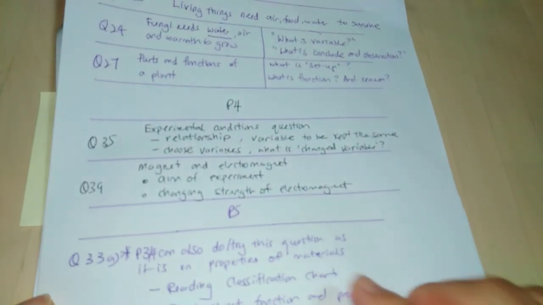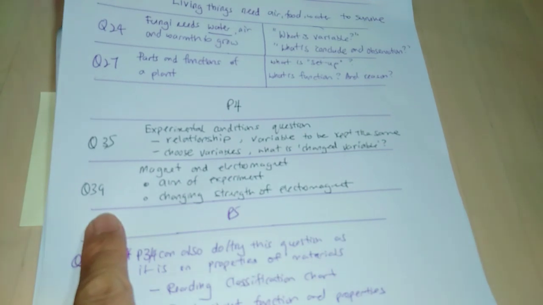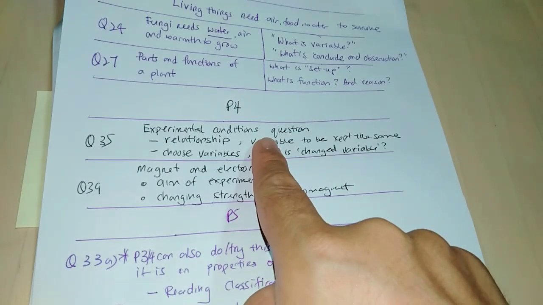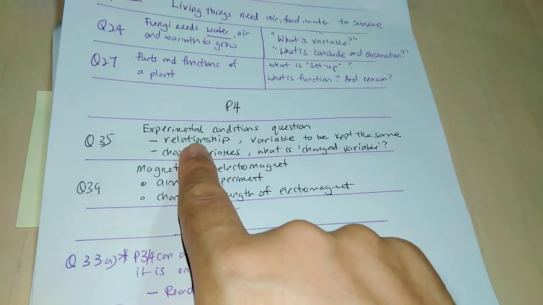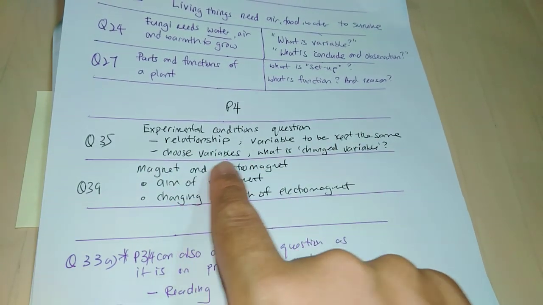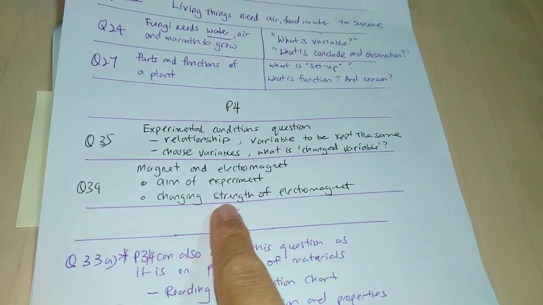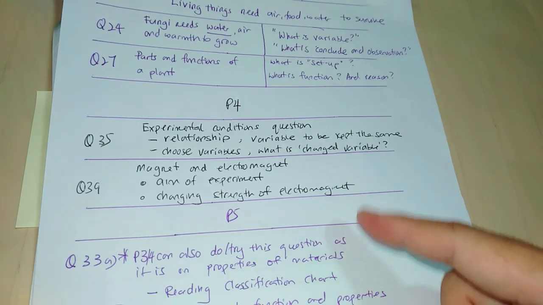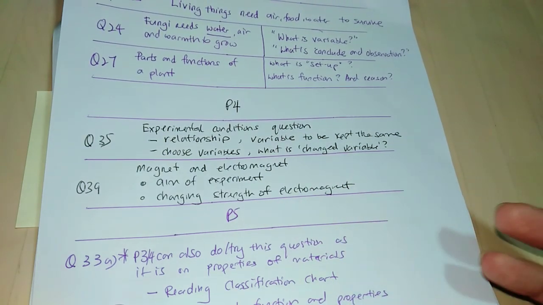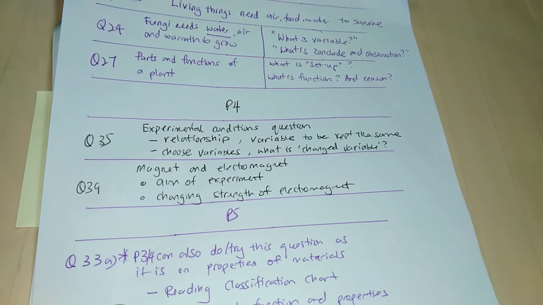In the second video, I'll work from the Primary 4 practice paper, and I'll look at questions 35 and 39. These are more experimental setup questions. We talk about things like relationship, variables to be kept the same, variables to be chosen, changed variables, aim of the experiment, changing strength of electromagnet. We also revise some of the topics as we go through this, but the main focus will be on how to unpack a question rather than revising the concept of each of these topics.